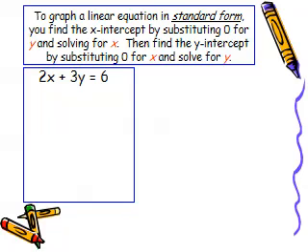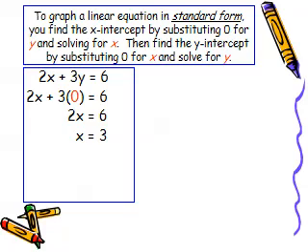So say, for instance, we've got this equation right here. If we want to find the x and the y-intercepts, because they're going to help us graph it, we plug 0 in for y. Plug 0 in for y, that helps us to find the x-intercept. We go ahead and solve. 3 times 0 is 0, so that drops out. We divide both sides by 2, and we get x equals 3. That is the x-intercept.